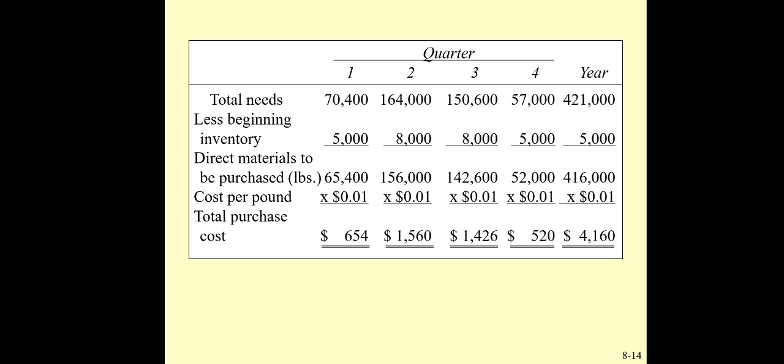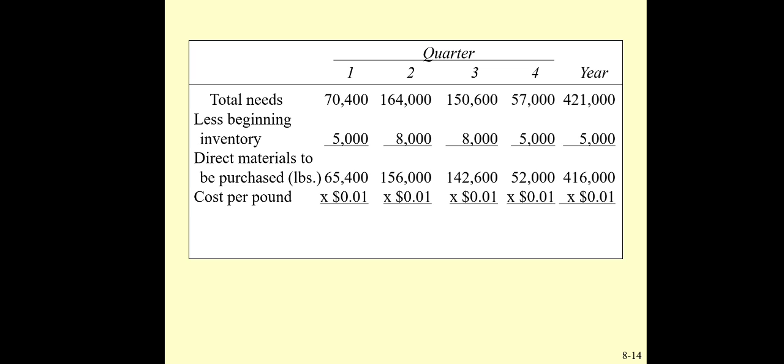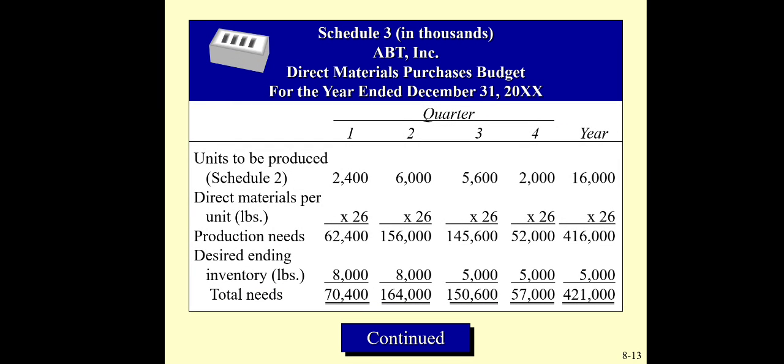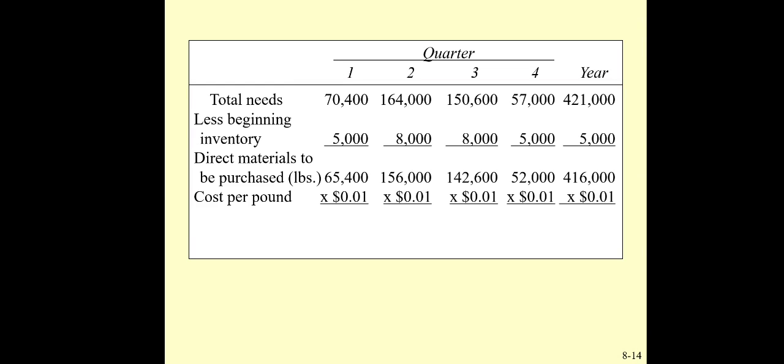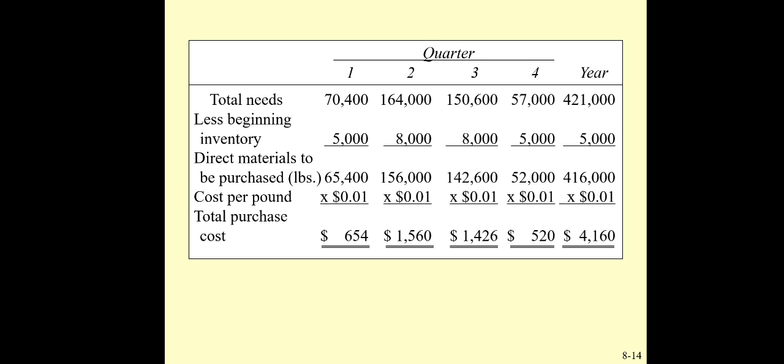Okay, so the main thing is you have to memorize the format. When you prepare the budget for direct material, the first item is units to be produced, coming from the production budget, times the direct material per unit. You will get the production needs, plus desired ending inventory for the material, minus the beginning inventory of the material, and then you will get the direct material to be purchased. Then you multiply by the cost per unit of the inventory, and you will get the final number in the direct material budget, which is the total purchase cost.